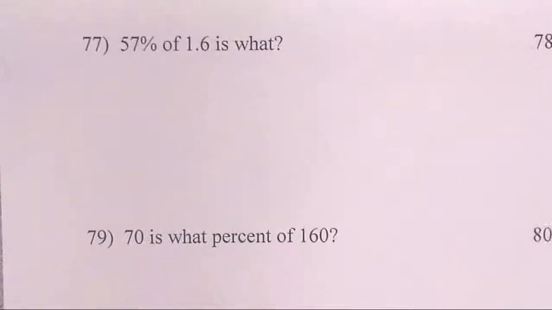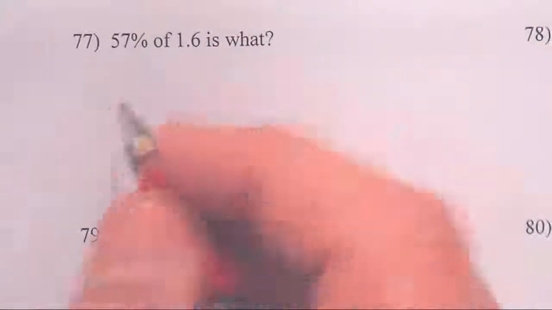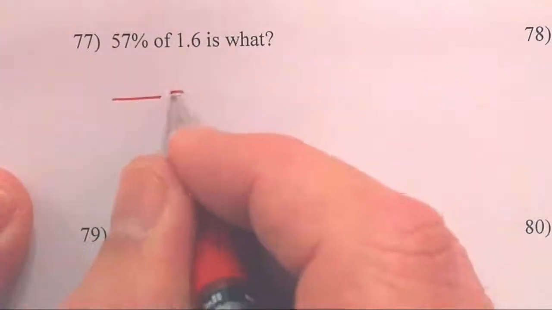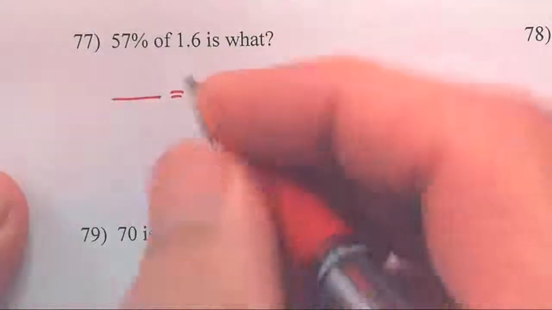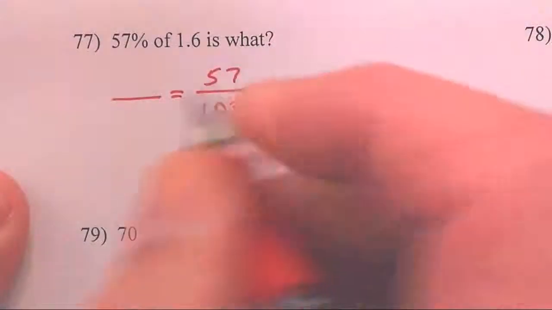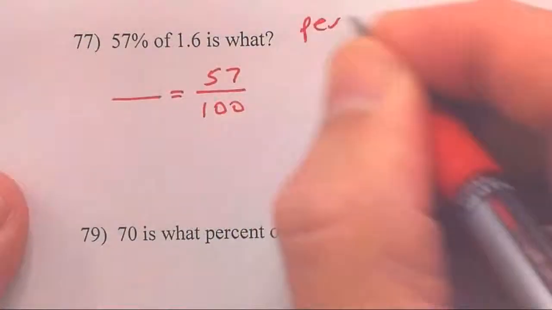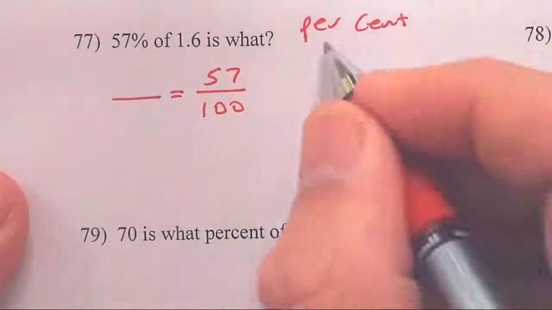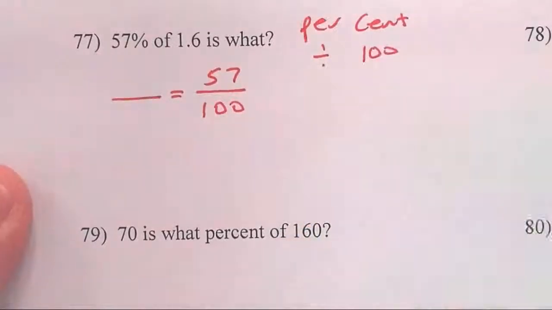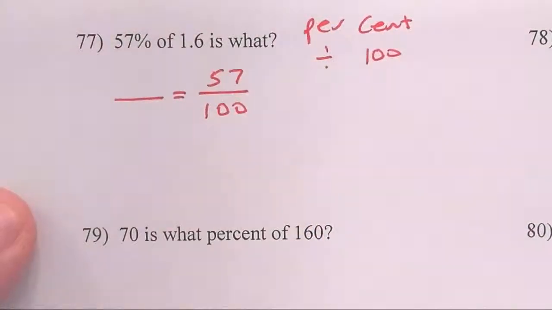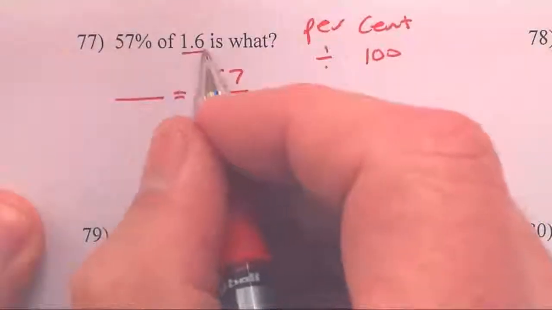So let's just handle these that way. Is over of equals percent over 100. Something over something equals something over 100. And I look, 57 is clearly my percent. By the way, per cent, per, divided by cent, 100 cents in a dollar. Percent divided by 100. Okay, so what is 1.6?